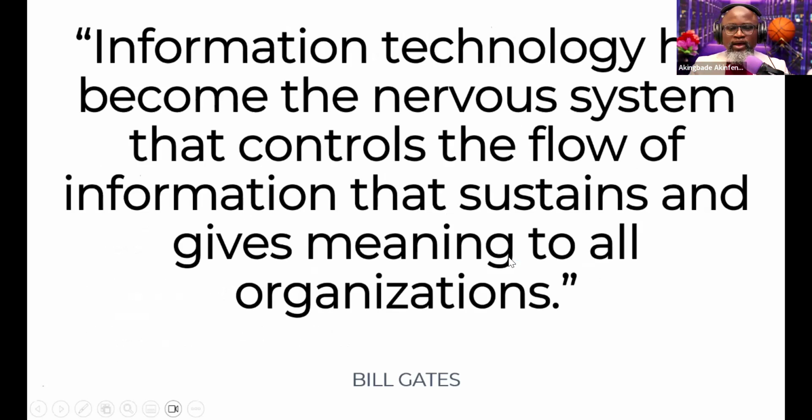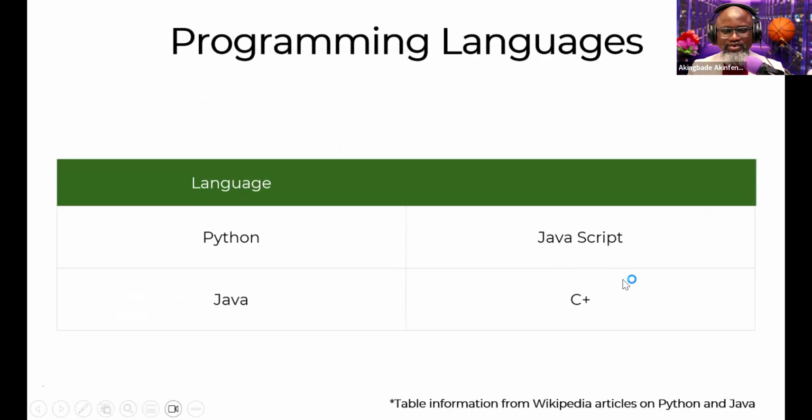All right. And this is just Bill Gates' definition. Information technology has become the nervous system that controls the flow of information that sustains and gives meaning to all organizations. That's the quote from Bill Gates. We can take some of his words.